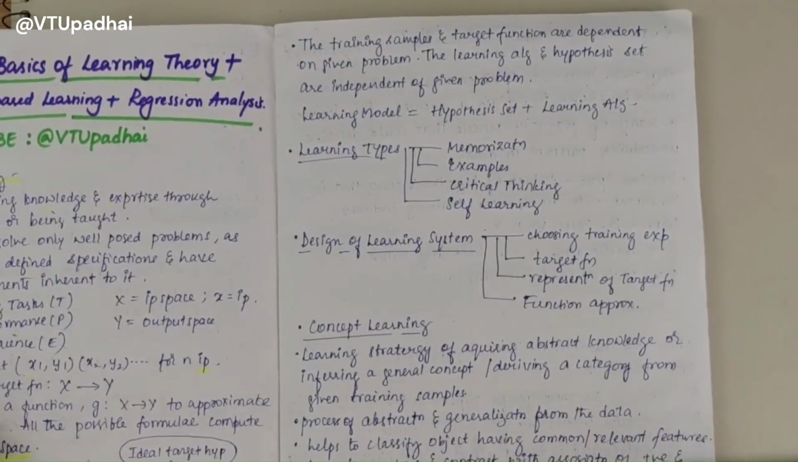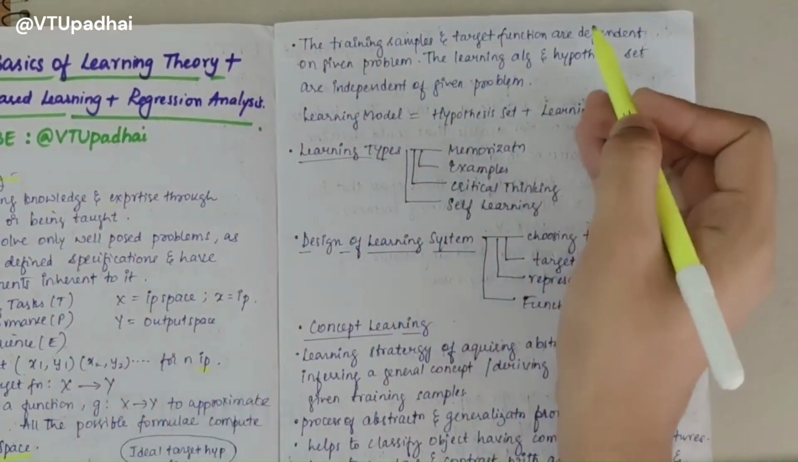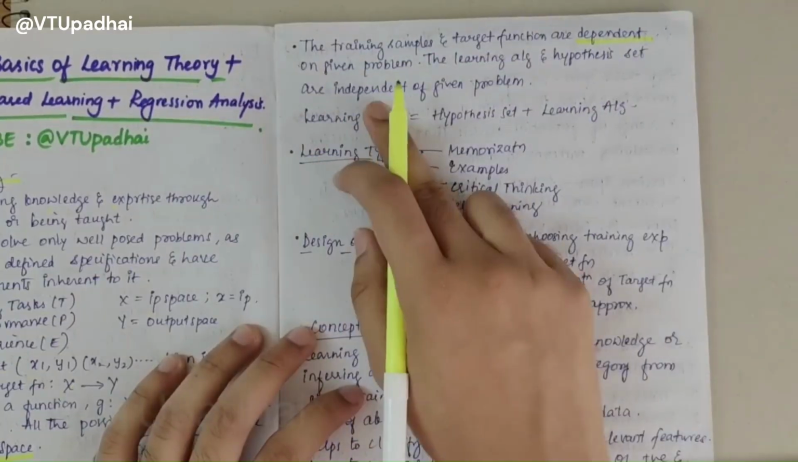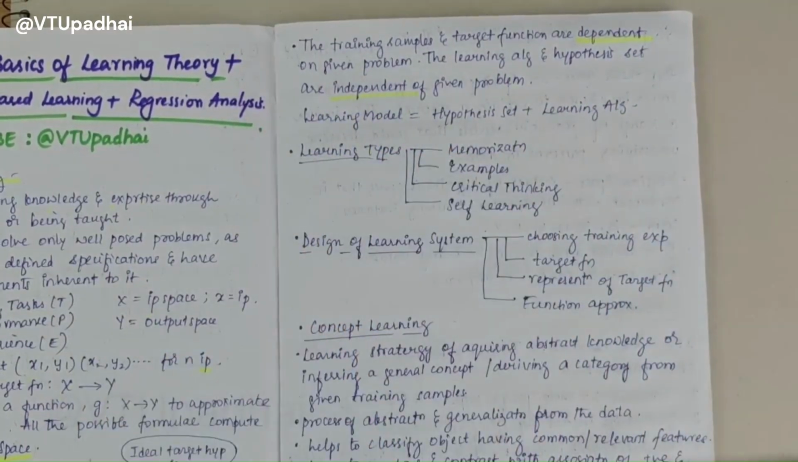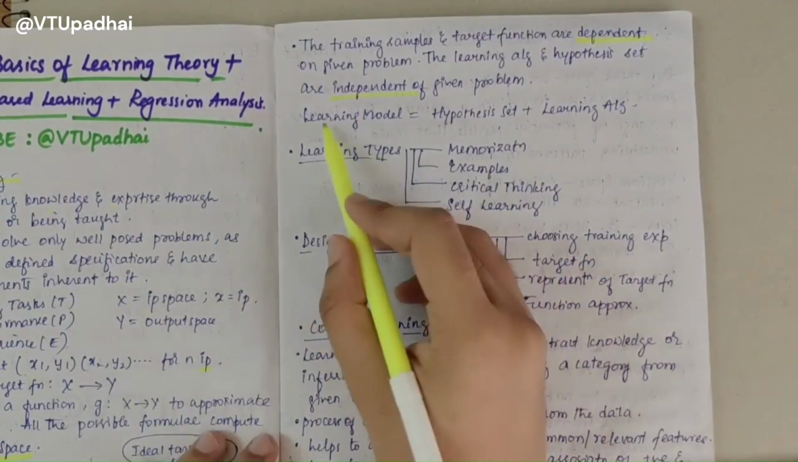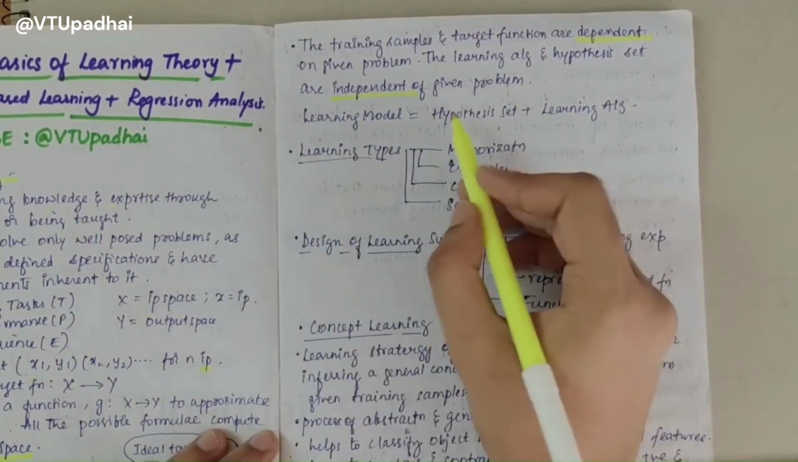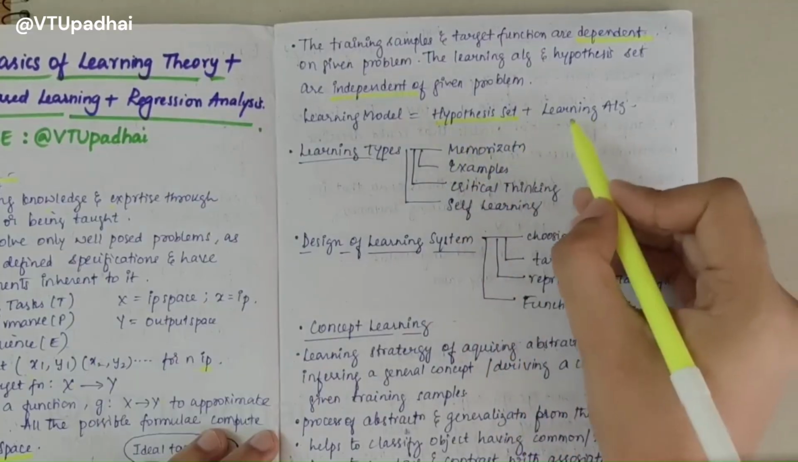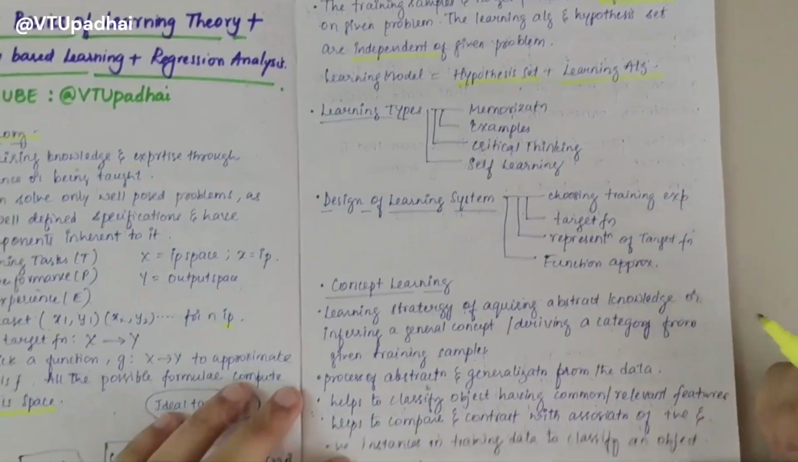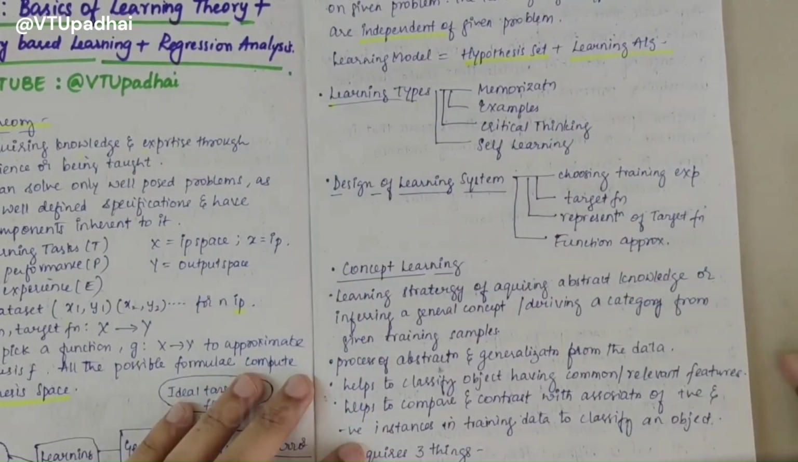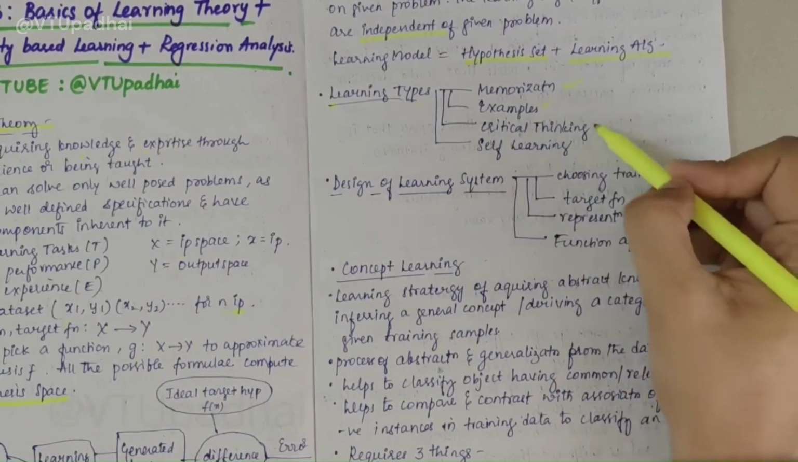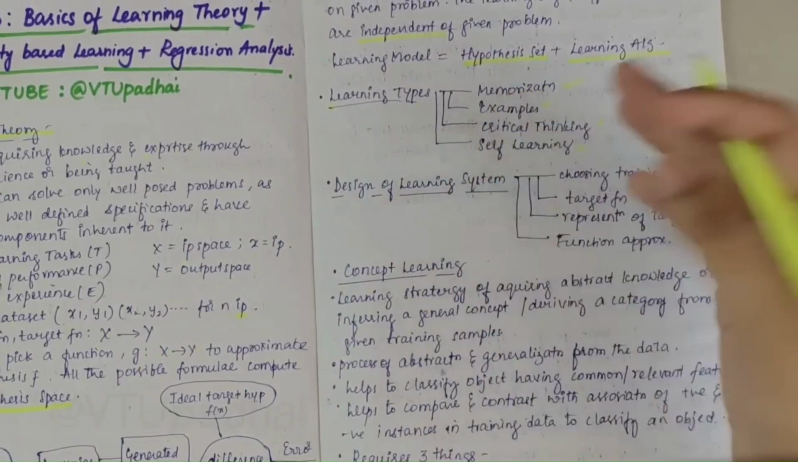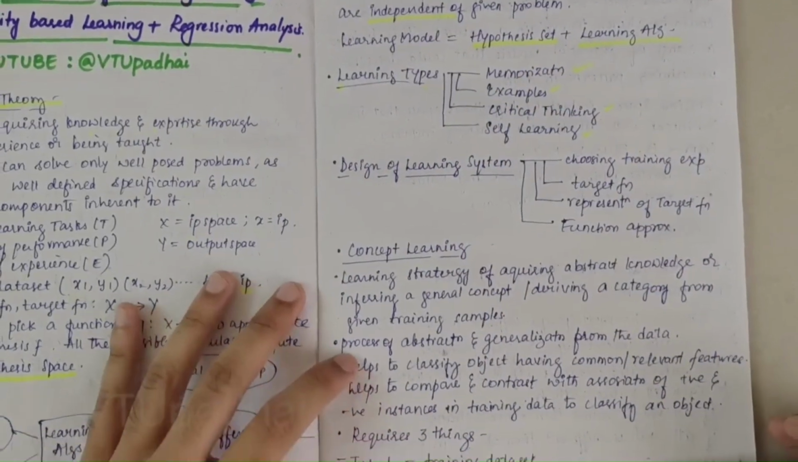Next, the training samples and the target function are dependent on the given problem, whereas the learning algorithm and hypothesis set are independent of the given problem. So we'll look into the learning here. The definition of a learning model comprises the hypothesis set as well as the learning algorithm. Looking at the learning types, we can acquire knowledge by memorization, examples, critical thinking or self-learning. There are many others also. Do refer to the PDF I've uploaded.